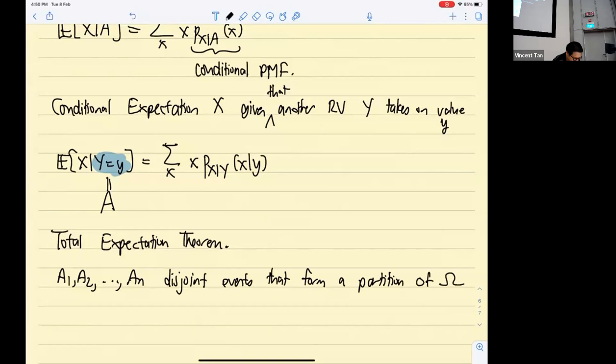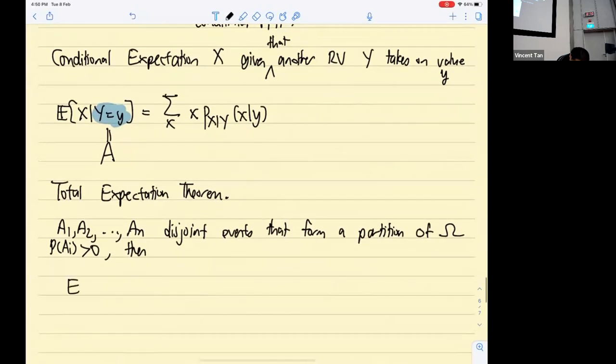Sample space is always omega. And each of the P(A_i) is positive. Then we can write the expectation value of X as the sum over i of P(A_i) times the expectation value of X given the event A_i.